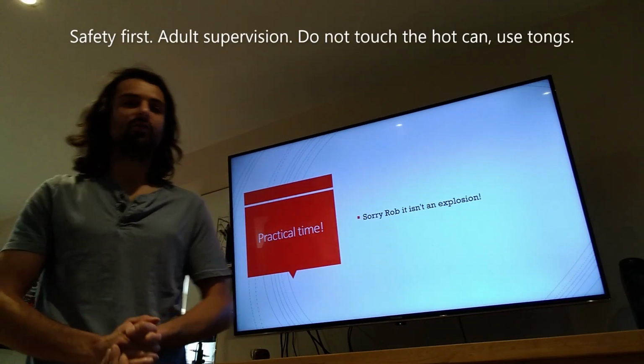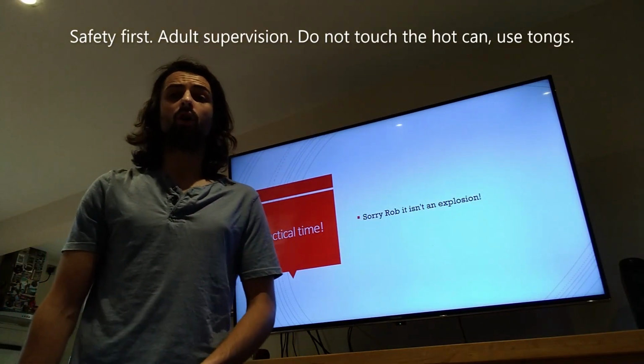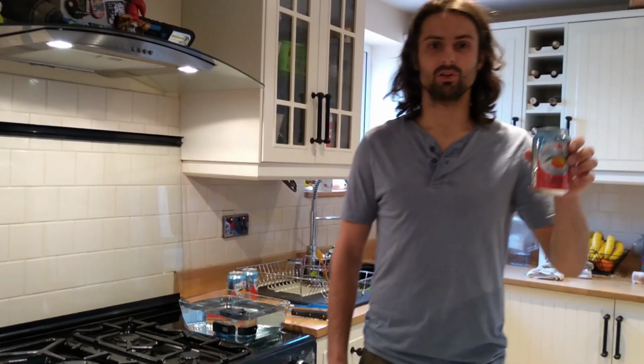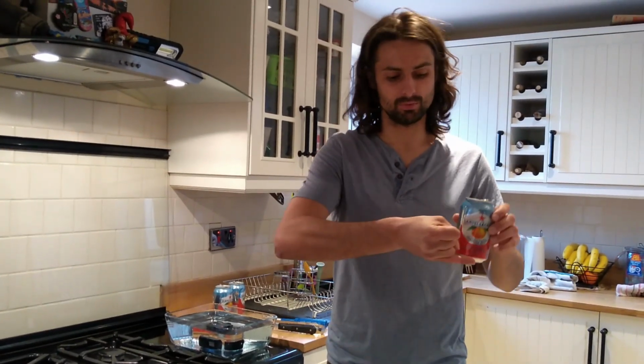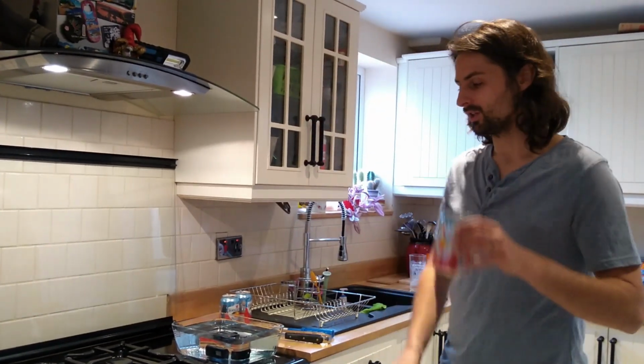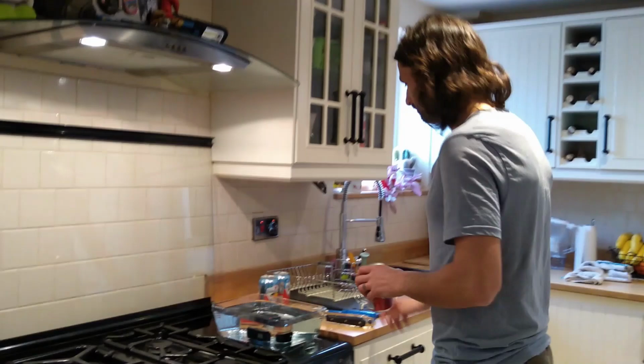I'm going to go and do it. You might be able to do this at home as well. Okay, so we're doing a can implosion practical. So you just put about a finger, half a finger's worth of water into your can to begin with. Then you're going to heat it up. So you're going to need adult supervision to do this.